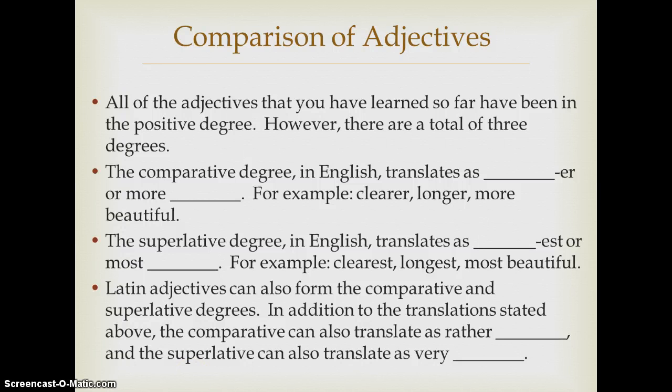Now, when you translate the comparative and superlative into English from Latin, sometimes the more whatever, est, most whatever, won't be the best translation. In addition to those translations, you can translate the comparative as rather whatever, and you can translate the superlative as very whatever. So you can translate clearer or rather clear. You can translate clearest or very clear. Both are acceptable translations of the comparative and superlative.